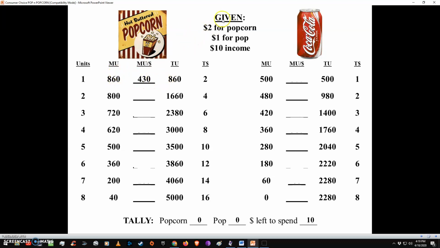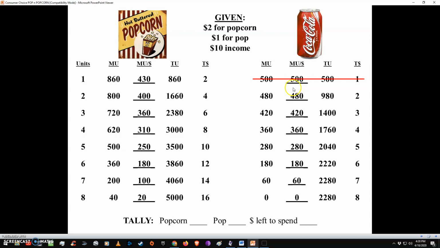See how we did that? We divided it by how much money it's going to run you for that one popcorn. The next popcorn is 800, but it runs you $2, so 800 divided by 2 is 400. I bet you've already guessed. This one, we take our 720, spend $2 for it. It gives you 360 per dollar. And this one's $2, so we divide it. We get per dollar, per dollar, per dollar. This one is going to be easy because they're only $1 each.